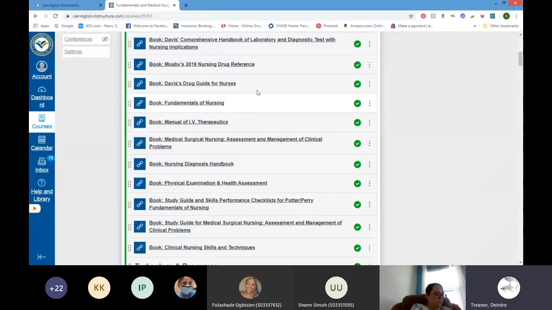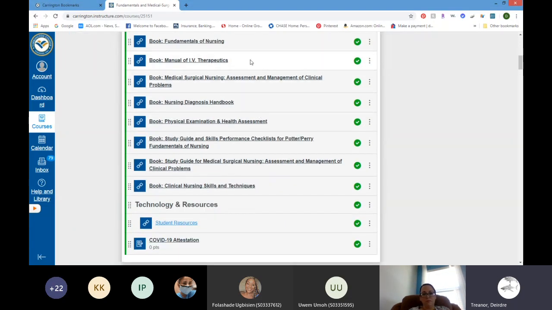Davis's Drug Guide, not sure why that's in there. I haven't used it; I'm more familiar with Mosby's, and I like Mosby's format better. Fundamentals of Nursing is your main textbook that we will be using, and it has everything you'll be using. For the manual of IV therapeutics, we're not getting into that one really in this class. Med Surg Nursing Assessment, we're definitely going to use at least for Med Surg 2, 3, and 4. The last chapter we reviewed in Fundamentals will be from this book.